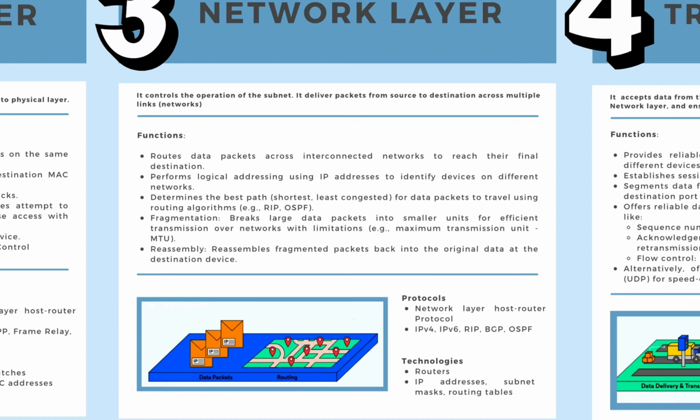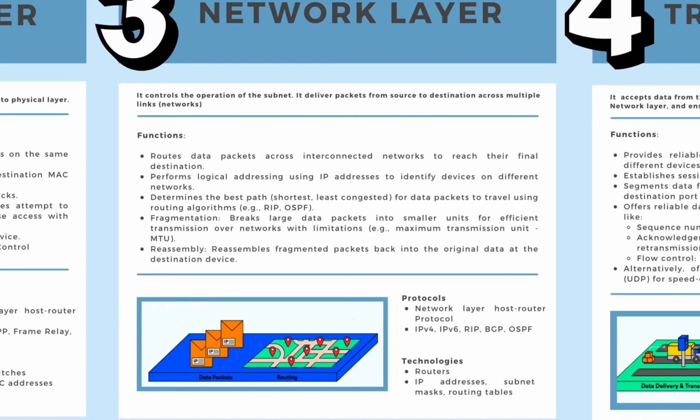It performs logical addressing using IP addresses to identify devices on different networks. It also determines the best path, for example, which is the shortest or the least congested, for data packets to travel using routing algorithms. And I want you to focus on this function because we are basically describing a device. The device that determines the best path for information is the router. So it's going to be an important actor for this layer, the routers.